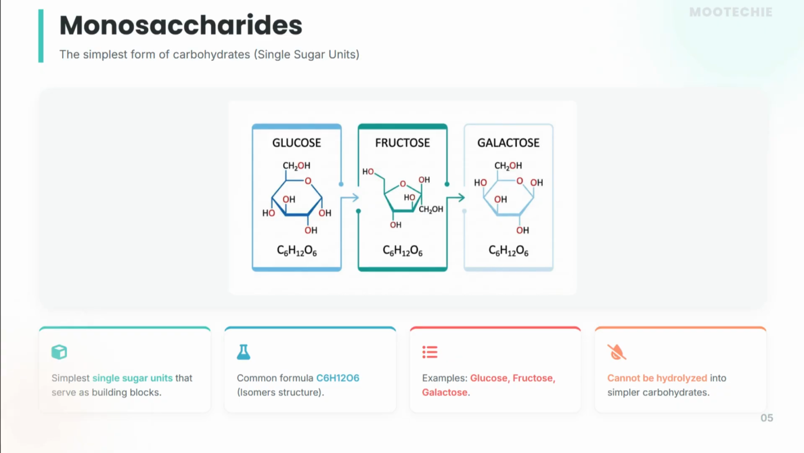The slide shows simple structural diagrams for each. The glucose diagram depicts a 6-membered ring structure. The fructose diagram shows a 5-membered ring structure, and the galactose diagram also shows a 6-membered ring structure, but the arrangement of the OH groups is different from glucose, highlighting their isomeric nature. All three are labeled with their common formula, C6H12O6. A key point is that these cannot be broken down or hydrolyzed into simpler carbohydrates.